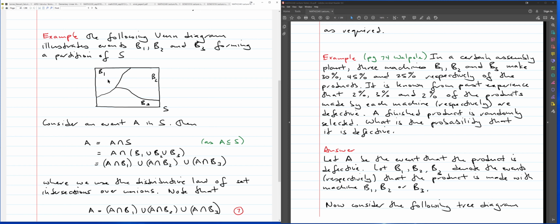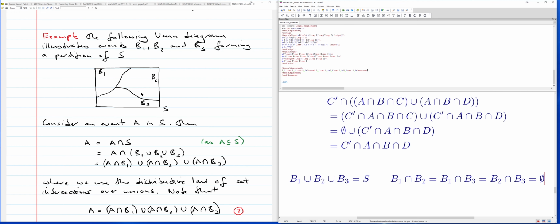So what I'm saying here is that because a product is either B1, B2, or B3, how you want to read that in terms of events is that B1 union B2 union B3 is equal to S. Of all the products that are made, the products made by machine B1, the products made by machine B2, and the products made by machine B3 consist of all your products that are made, and all the products that you made is the sample space.